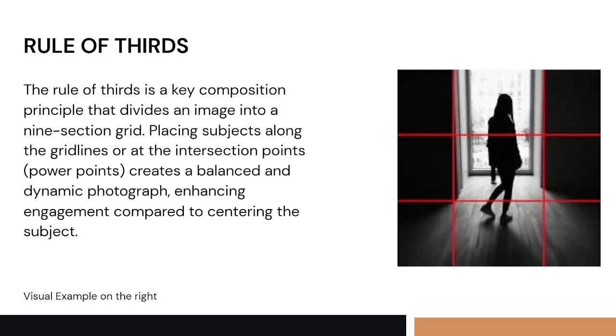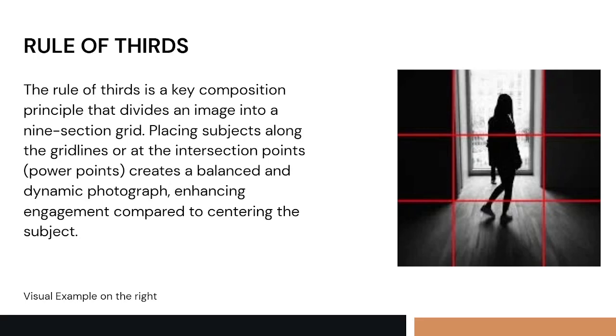We also have the rule of thirds. The rule of thirds is basically a key composition principle that divides an image into a 9-section grid, just like here in this visual example on the right. The subject is placed along the grid lines or at the intersection points, just like here, to create a balanced and dynamic photograph. And it enhances engagement compared to centering the object.